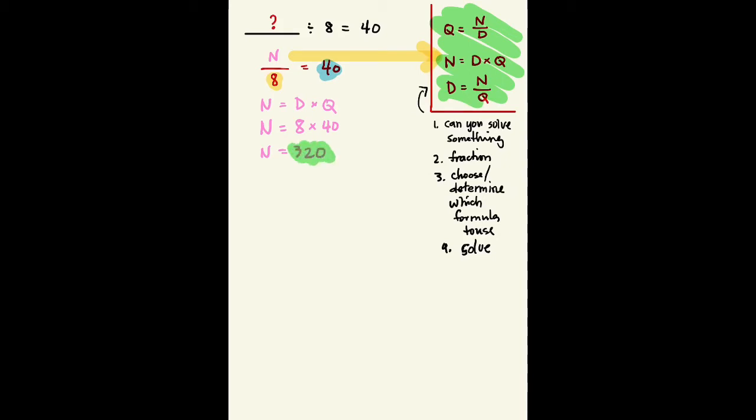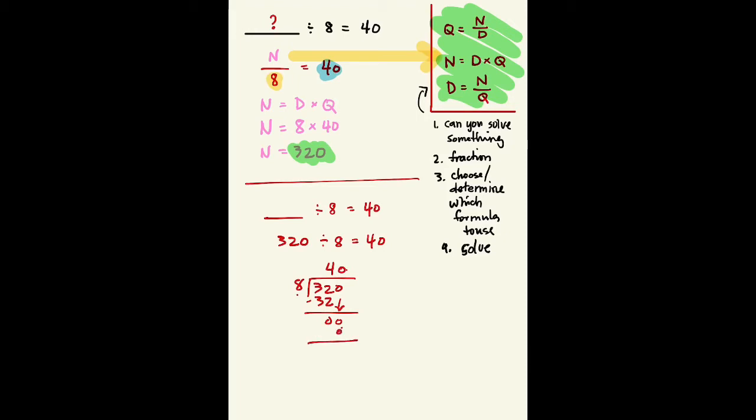So that's the answer. How do I check? As I said, always check. Solve it, check it. So let's check by substitution. This one says divided by 8 equals 40. What is our numerator? 320 divided by 8 equals 40. So I just divide: 32, 0, bring down the 0. 0 divided by 8 is 0. 0 times 8 is 0. So I have 40, which is the same. So that's how you check. So let's do the next one.